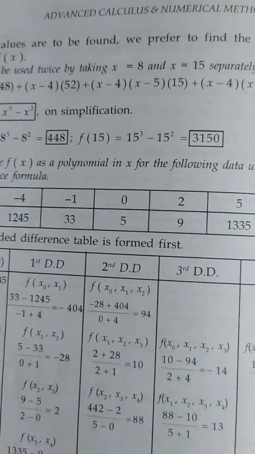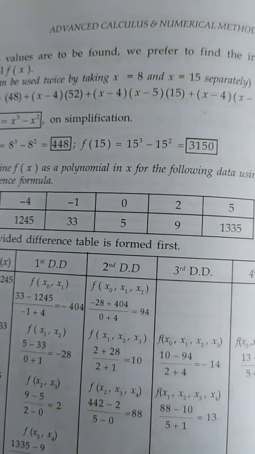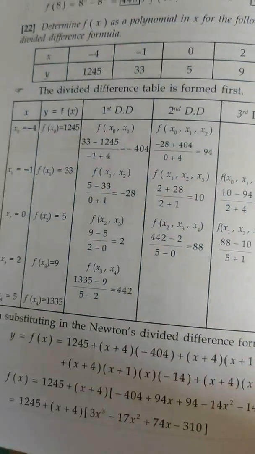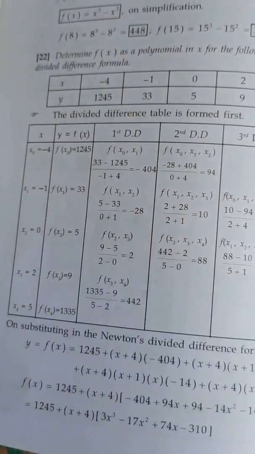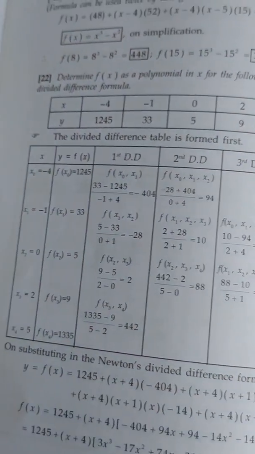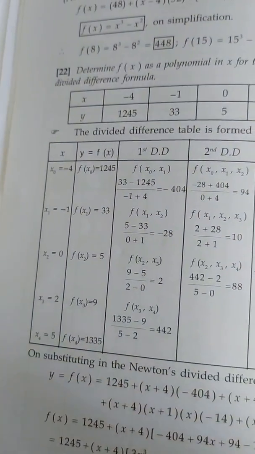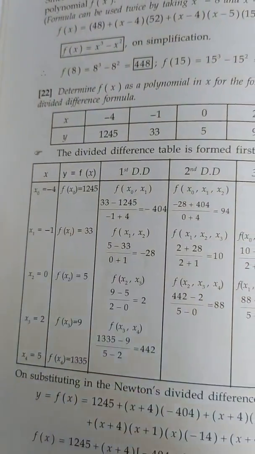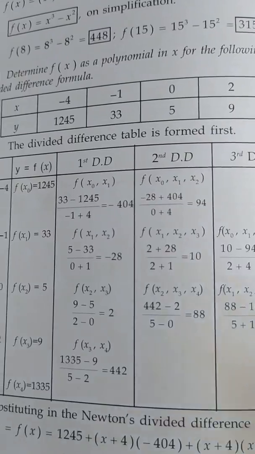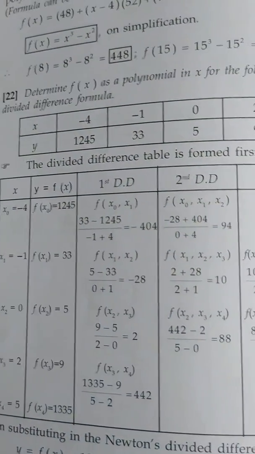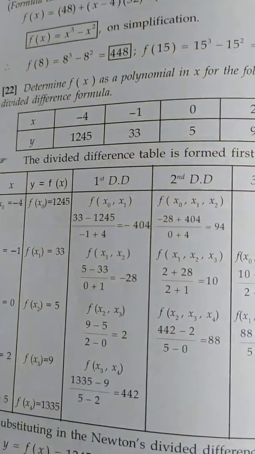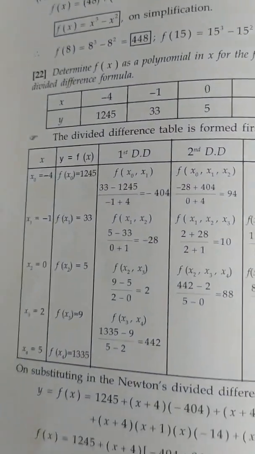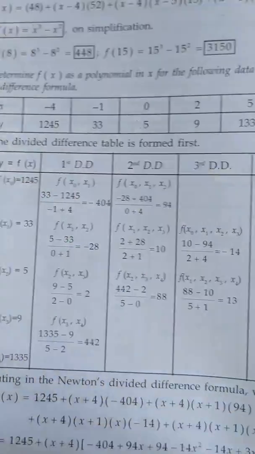This is about your Newton's divided difference formula. By using Newton's divided difference formula, we can apply the same formula for equal intervals also. That's why this formula is called the general interpolation formula. General means we can apply it for both equal and unequal. But for equal we use Newton's Gregory forward and backward. For unequal we use this one, Newton's divided difference formula. Then solve this one also.